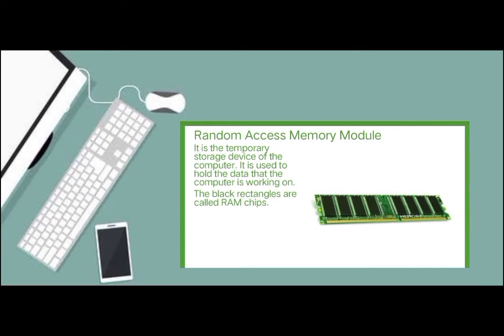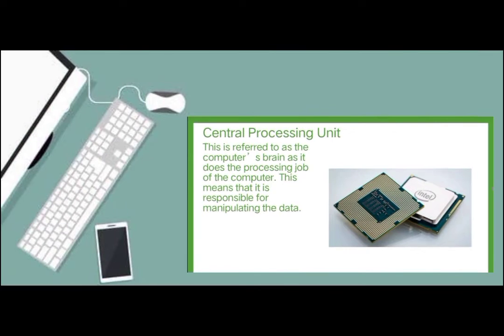So the first one is the RAM, or the Random Access Memory Module. The Random Access Memory Module is the temporary storage of the computer. The second one is the Central Processing Unit, or the CPU. CPU is referred to as the computer's brain, as it does the processing job of the computer. The CPU is responsible for manipulating the data and also the processing job of the computer. So without this, your computer will not work and will not process data.